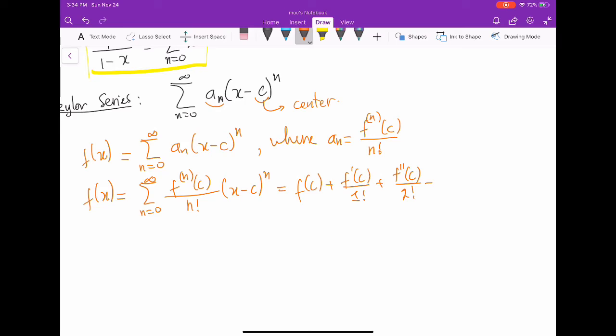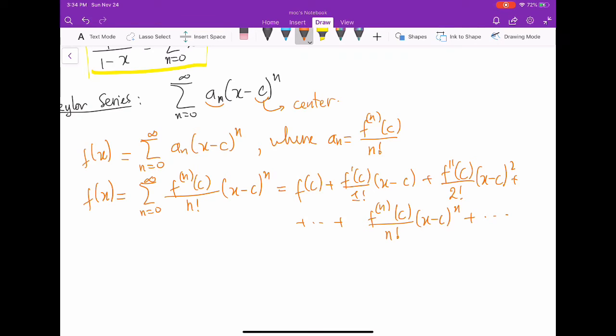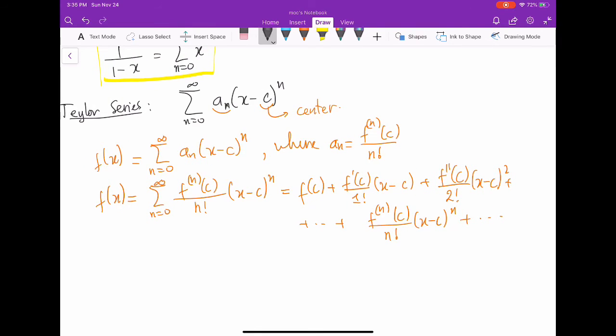Plus, I think I mixed the terms in here. It should be this guy times (x minus c), plus the second derivative at c over 2 factorial times (x minus c) squared, plus so on, plus the nth derivative at c over n factorial times (x minus c)^n, plus so on. You see, if your function is complicated but you can find derivatives, that's fine. You can express your function as a power series, and this is called the Taylor series.